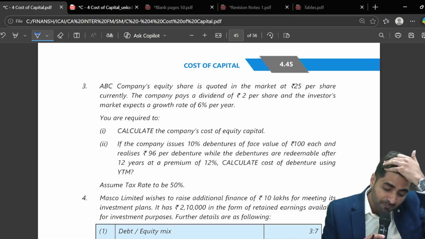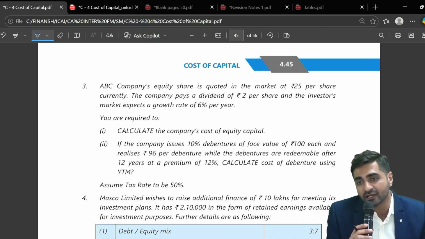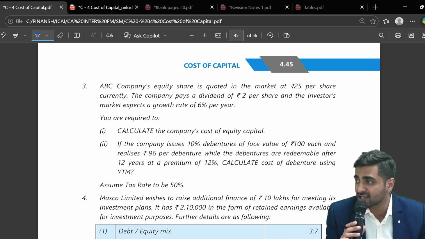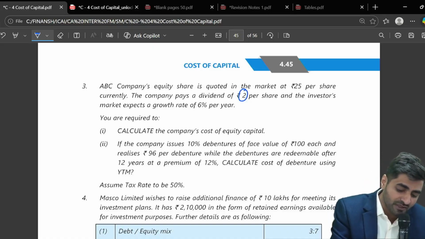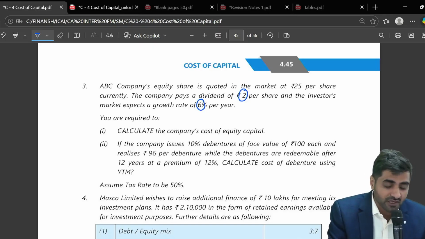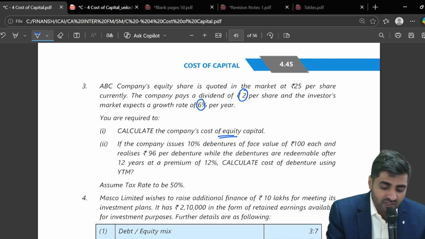Now, when the company pays a dividend of rupees 2 per share, what should you treat this as? Should you treat this as a D1 or D0? The answer is we should treat this as D0. So this is your D0, which is nothing but rupees 2 per share, and the investors market growth rate is nothing but 6%. What is required to be calculated? We are required to calculate the company's cost of equity.